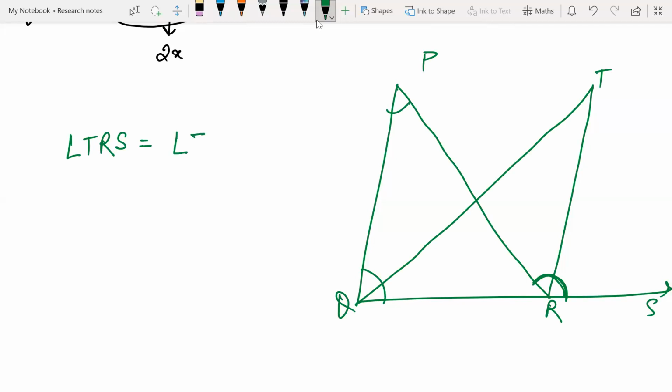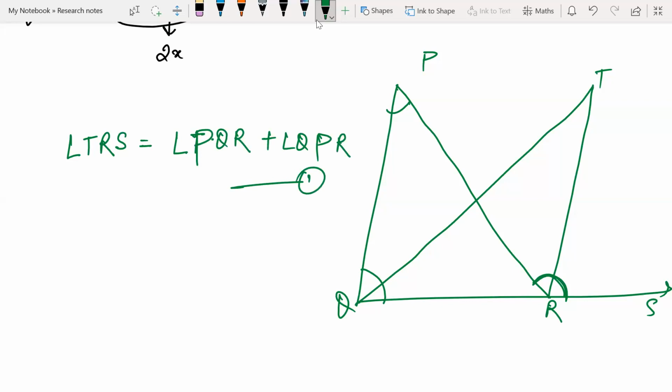Yes, ma'am. Is it PQR plus QPR, right? Yes. Okay. This is equation 1.